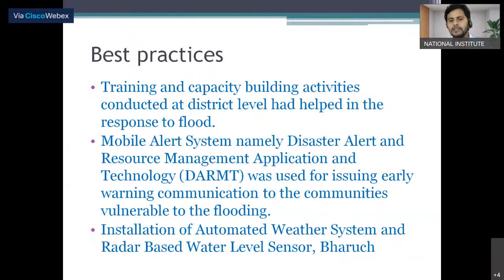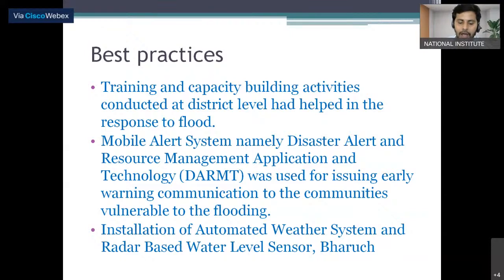The best practices adopted in Gujarat state: the first best practice we observed is training and capacity building activities conducted at district level. The trained persons participated in response activity in various districts. Moreover, the identified evacuation shelters and disaster management plans were used for evacuating flood affected people. And the state disaster resource network also played a vital role in locating resources and contacting the concerned persons at all levels.